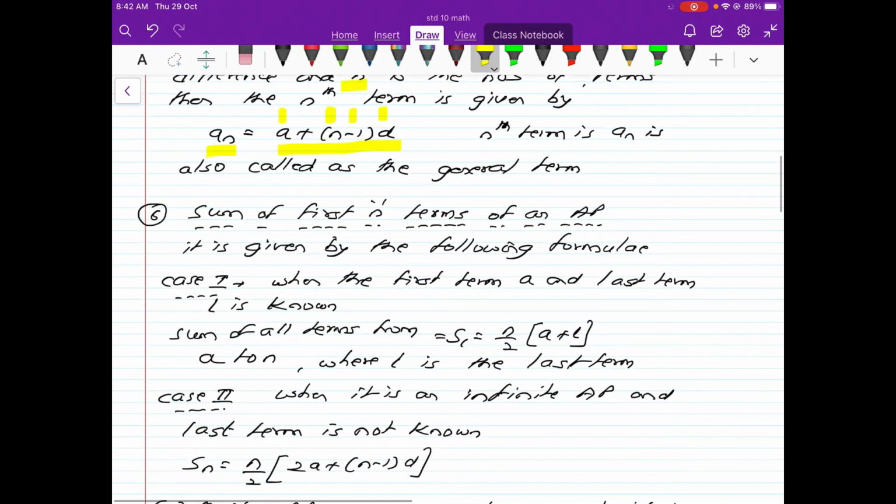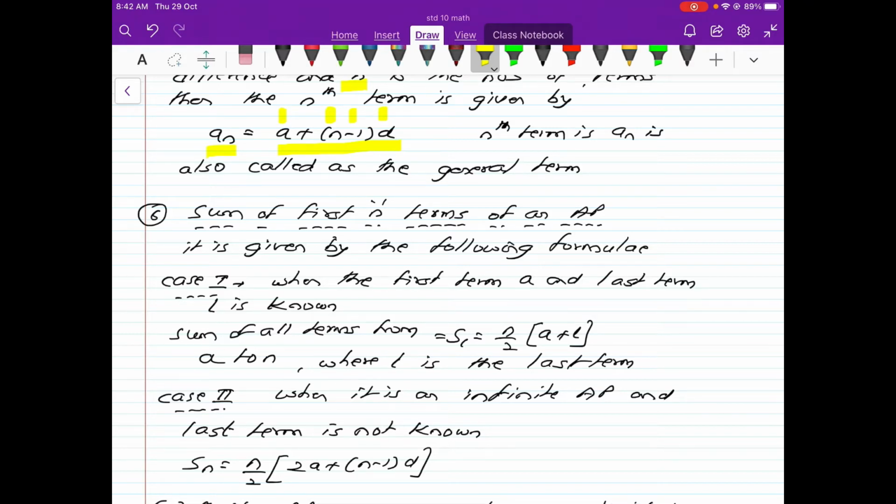Now we should know something else also. What is the sum of the first n terms of an AP? For example, I want to find the sum of numbers from 1 to 50. Now I don't have to physically add 1 plus 2 plus 3 plus 4 plus 5 up to 50. For that there is a formula, and that formula takes two cases.